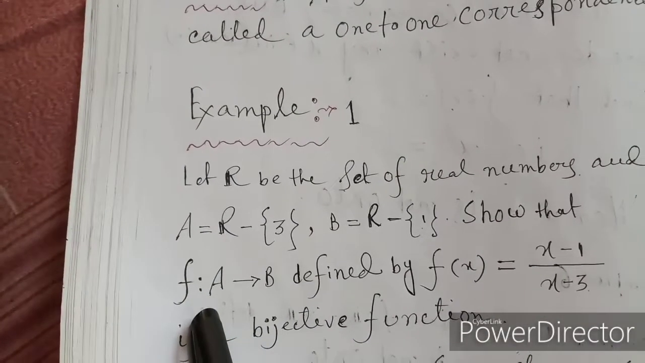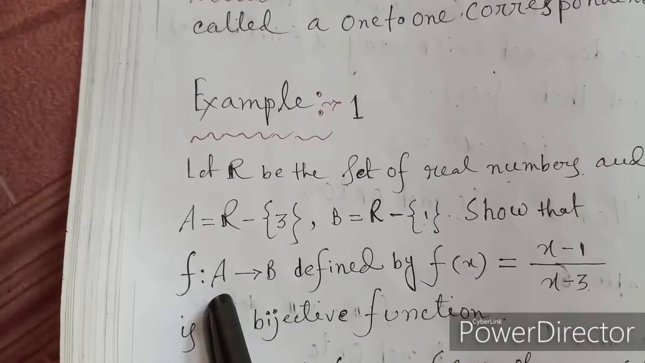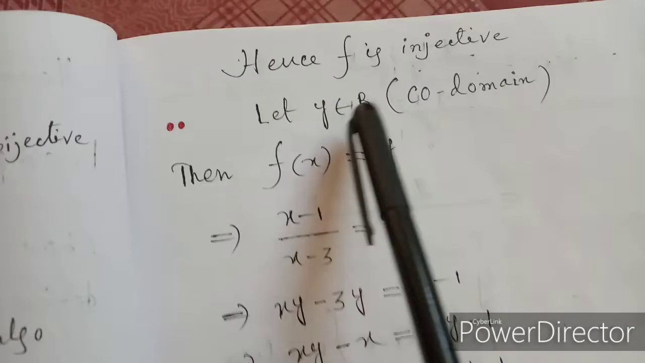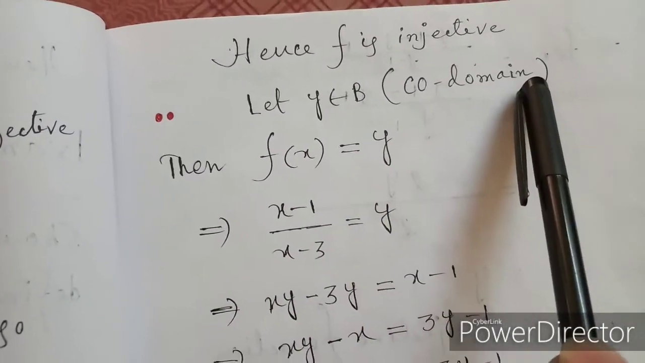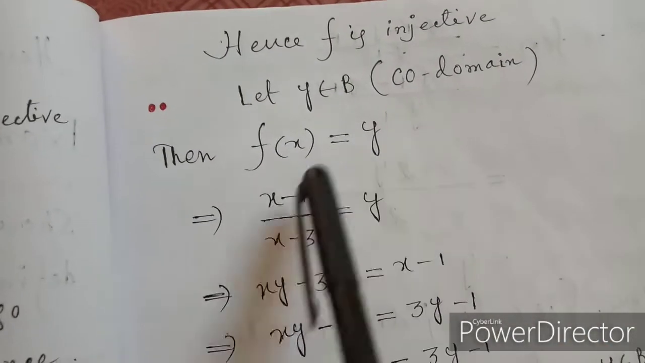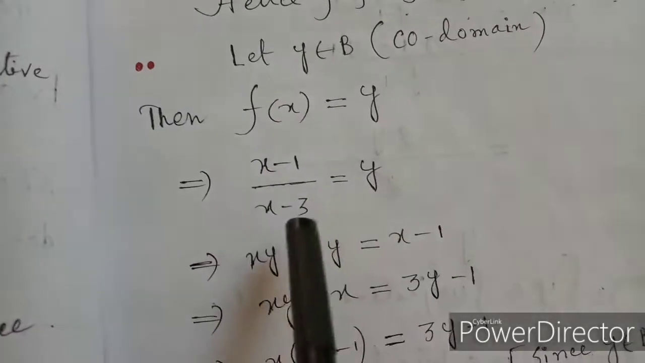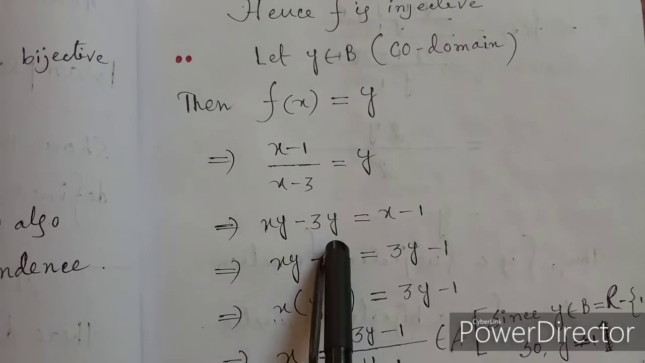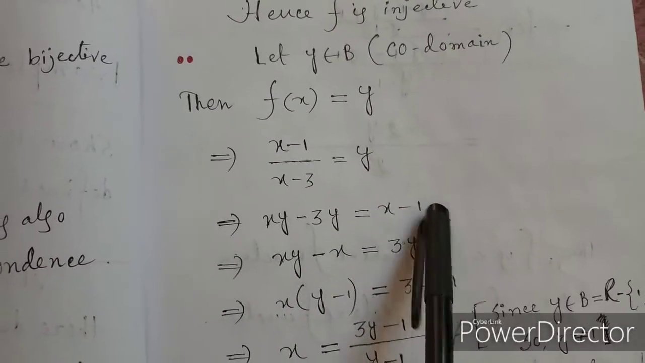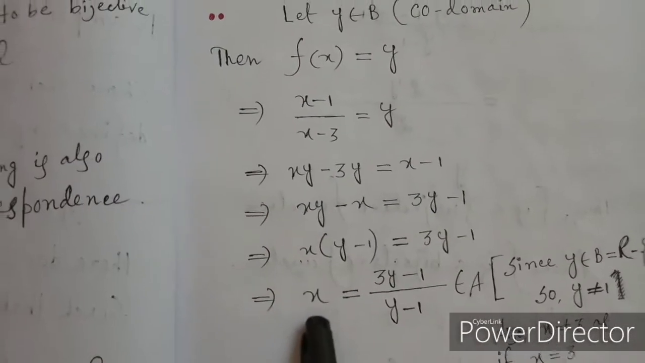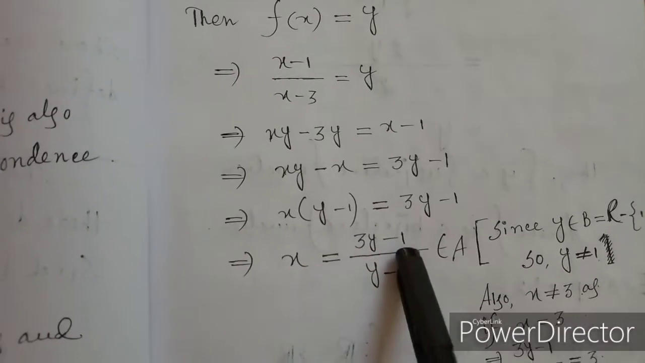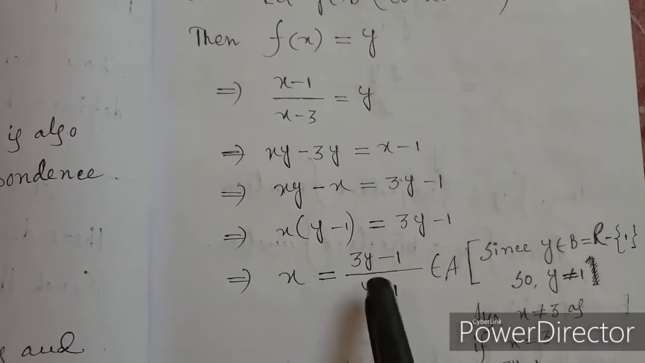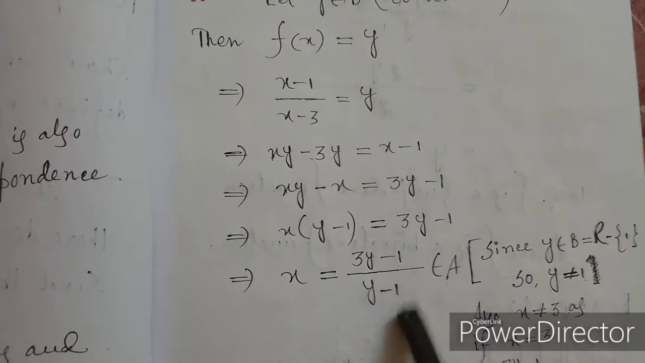Now the surjective part. What is your domain and codomain? f from A to B, A is the domain and B is the codomain. That's why we take any element y belonging to B, the codomain. Then f(x) = y. So what is the value of f(x)? (x - 1)/(x - 3) = y. Cross multiplying, xy - 3y = x - 1. So after solving, you have to find x in terms of y. So what is the value of x? x = (3y - 1)/(y - 1).